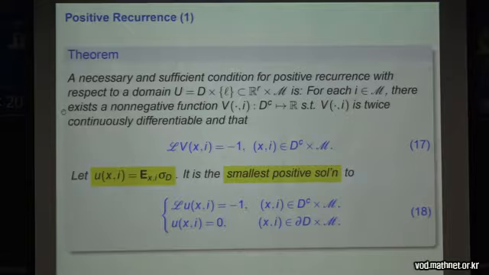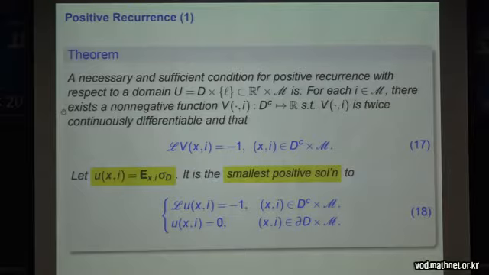Interestingly enough, the answer is given by a solution of a Poisson system of equations. This is not one equation, this is a system of equations. L is the elliptic operator. So here is a function that is equal to negative 1. If you have this condition fulfilled, then you have a positive recurrence. Also, vice versa. If you have a positive recurrence, then this condition is satisfied. So it's a necessary and sufficient condition.